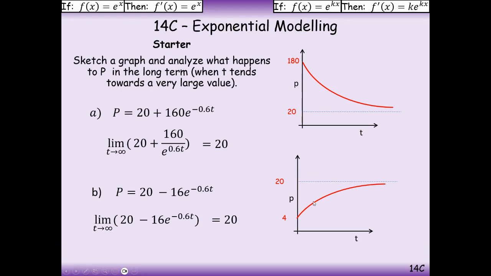It should help you understand how I got the asymptote. I calculated the asymptote by taking a large value for t and substituting it into the function. So it should help you understand it a little better.